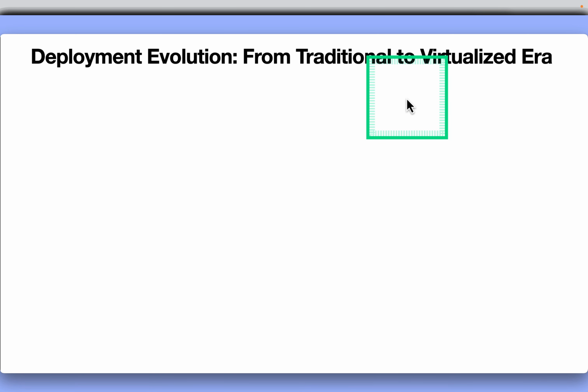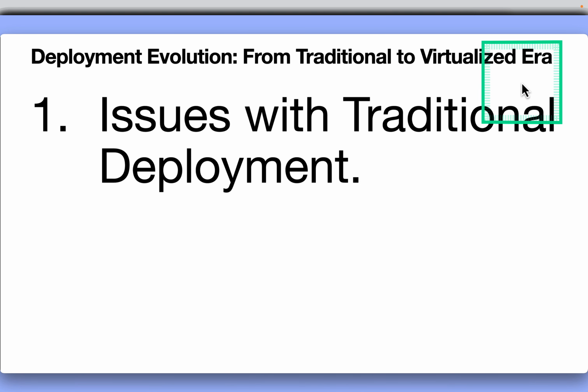Deployment evolution from traditional to virtualized era. Initially, organizations ran applications on physical servers with no resource boundaries, leading to resource allocation issues. One application could monopolize resources, causing others to underperform. Running each application on a different server was a non-scalable solution with underutilized resources.